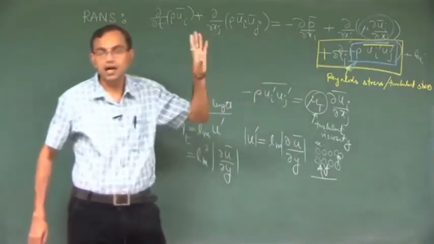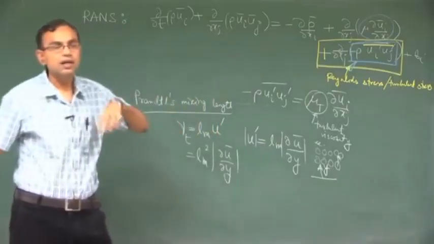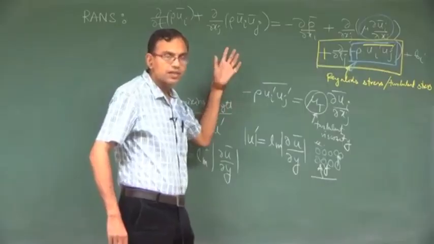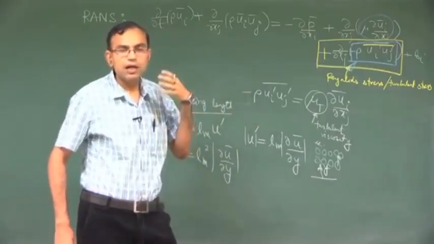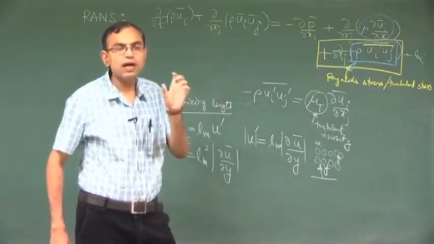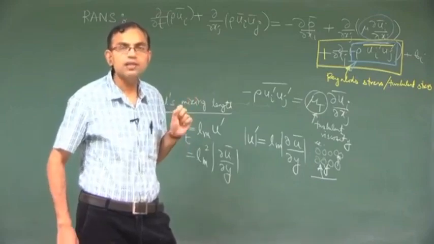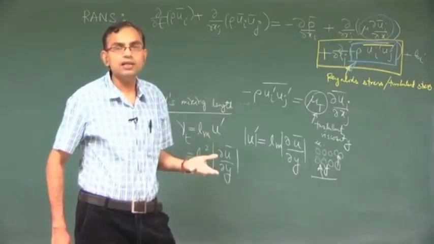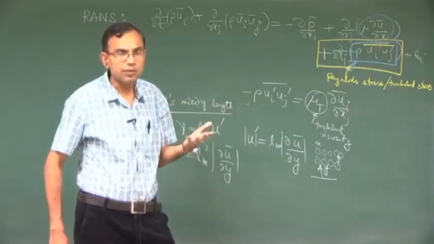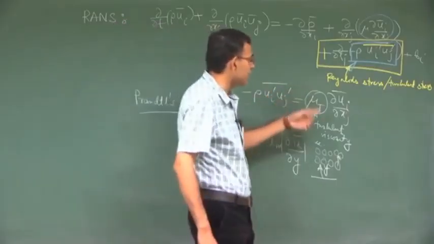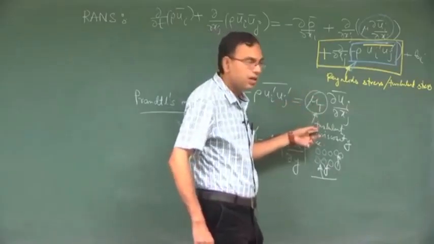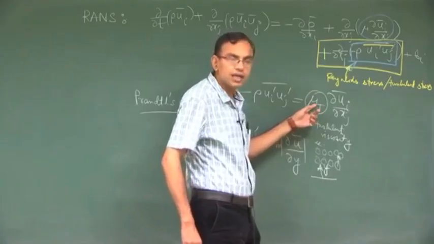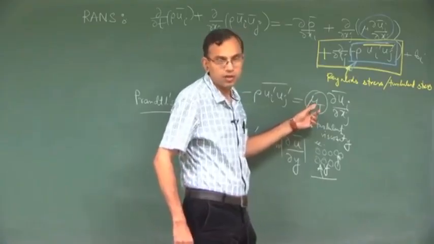There are various other closure models, like you can calculate the turbulent kinetic energy, which is the kinetic energy calculated based on the fluctuating components of velocity. You can calculate the dissipation rate of kinetic energy, which is the epsilon that we have talked about, and you can have two additional equations on k and epsilon, then you can relate this mu t with k and epsilon. That is called the k epsilon model.